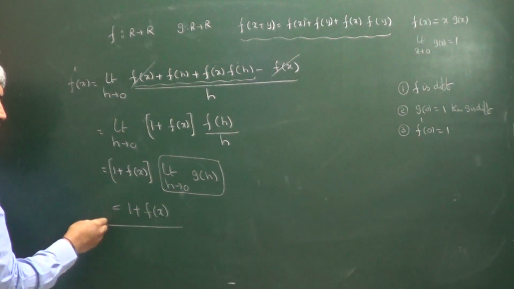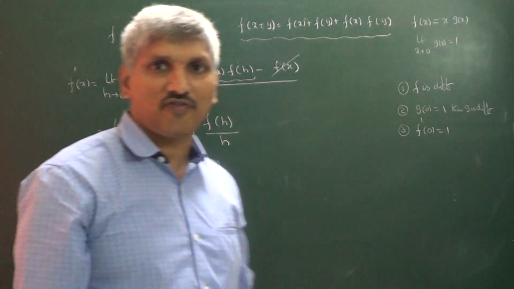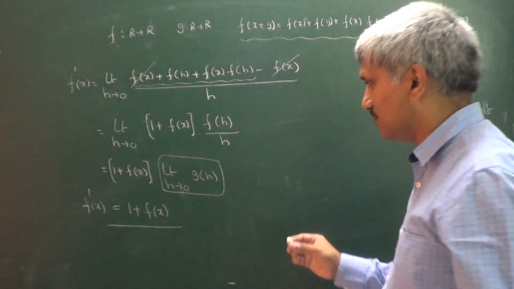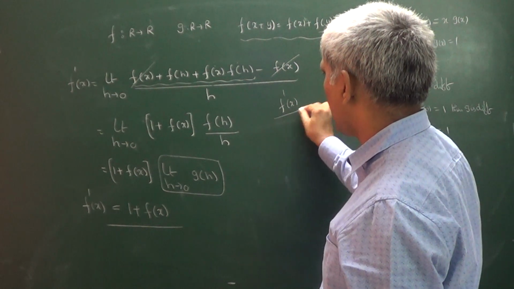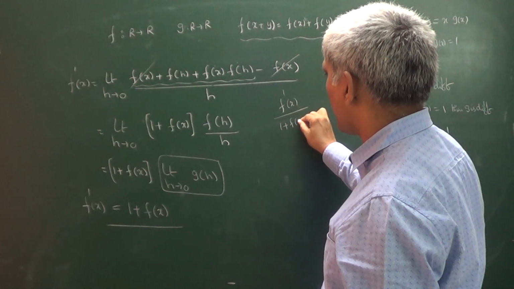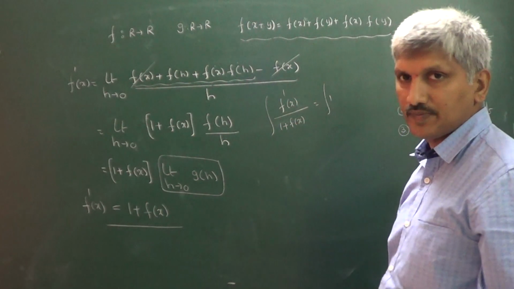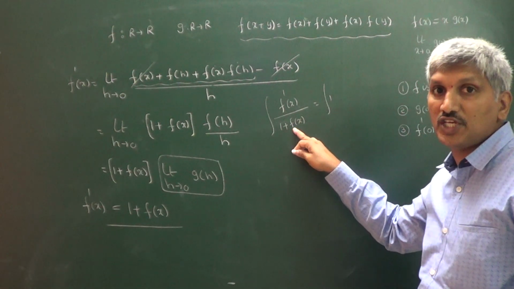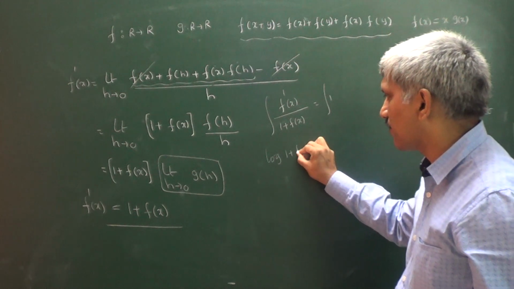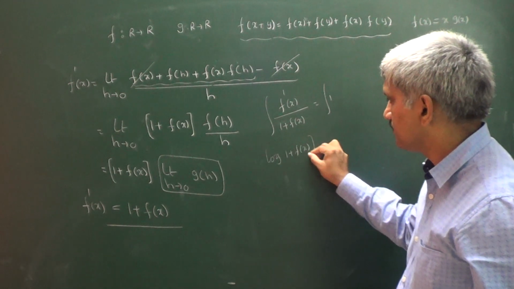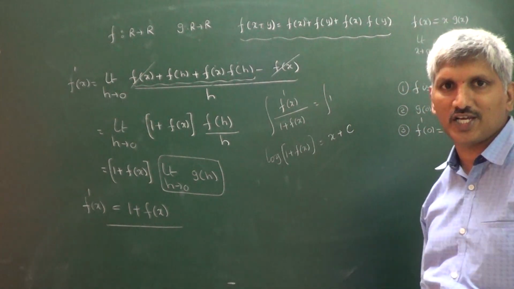f'(x) = 1 + f(x). Now from this we are going to find the f(x) value. Observe, it is a differential equation. f'(x) divided by 1 + f(x) is equal to 1. Now integrate both sides. The numerator is the derivative of the denominator, so we can write this as log of 1 + f(x) is equal to x plus the constant of integration, right?